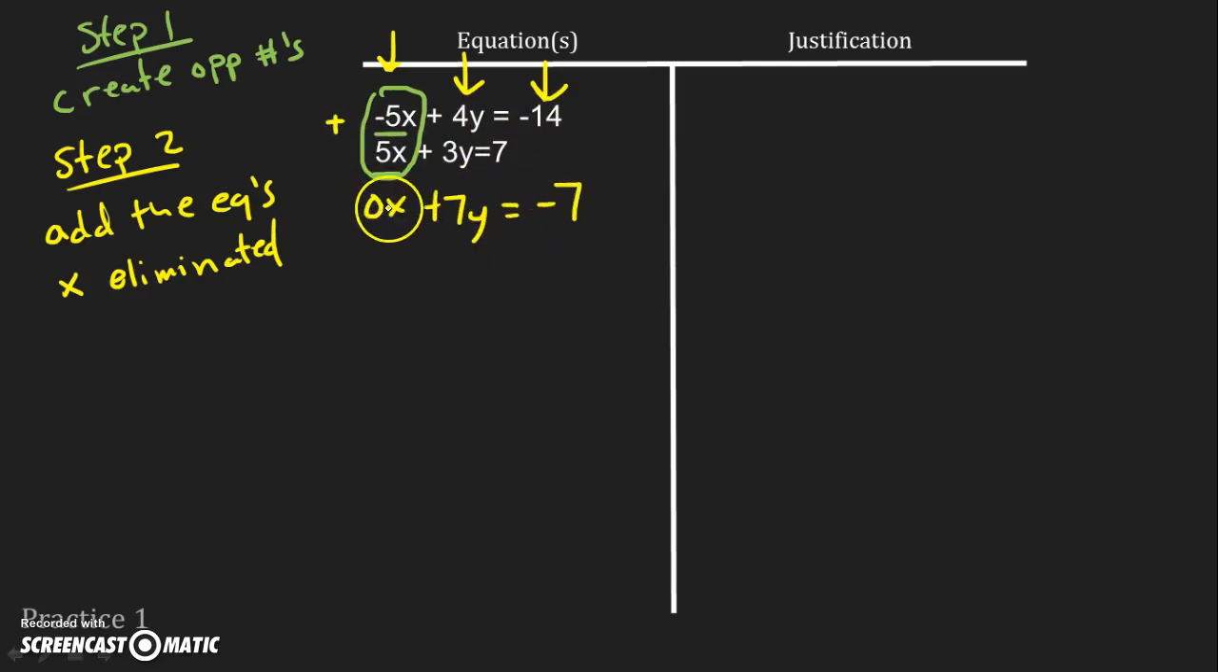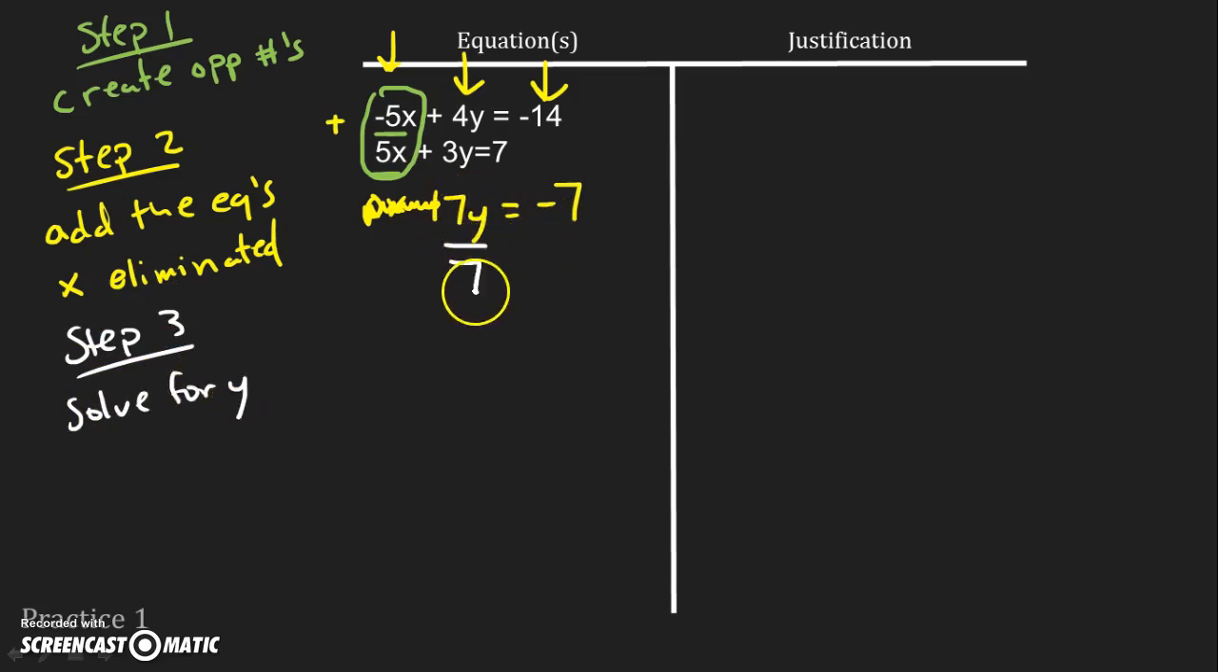When you have 0 in front of a variable, that means it's been eliminated. So we can just squiggle this out. It's gone. And so now we've got one equation with one variable we can go ahead and solve for. So we're going to step 3, we're going to go ahead and solve for y. So for solving for y here, we're going to divide both sides by 7. We get y equals -1. Very easy there.